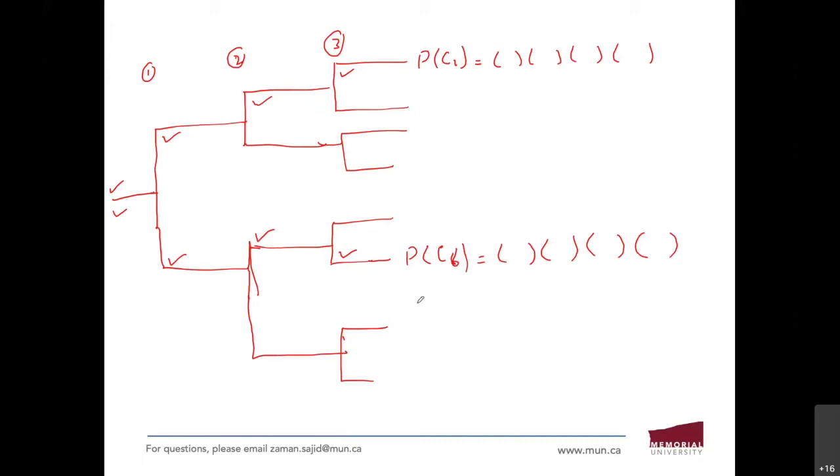Now one thing that you need to always check is your methodology, always check the accuracy. If you add up all the probabilities of your consequences, the sum over i equals 1 to n of the consequence probabilities should be equal to the probability of your initiating event.